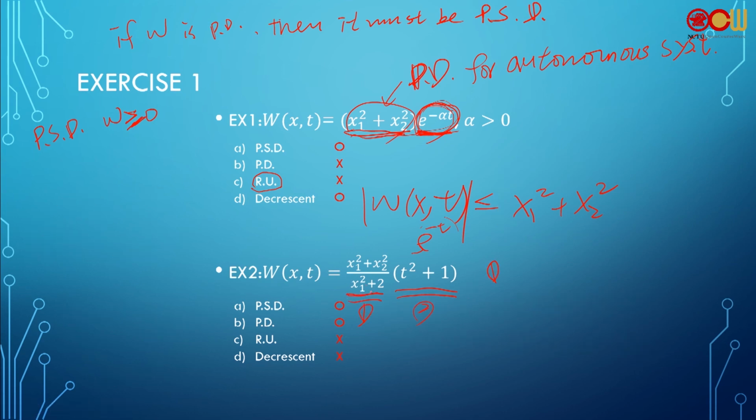First, you need to check if this function is radially unbounded. Is this function radially unbounded? Yes or no? Radially unbounded for autonomous systems. For autonomous systems, we use V(x), which goes to infinity if the x norm goes to infinity. So is it radially unbounded? No. Why? The counter example is x1 goes to infinity, but x2 is 0. Then this function goes to 1, right? Which doesn't go to infinity.